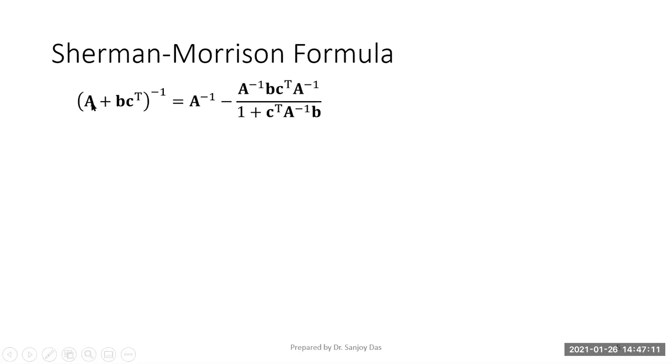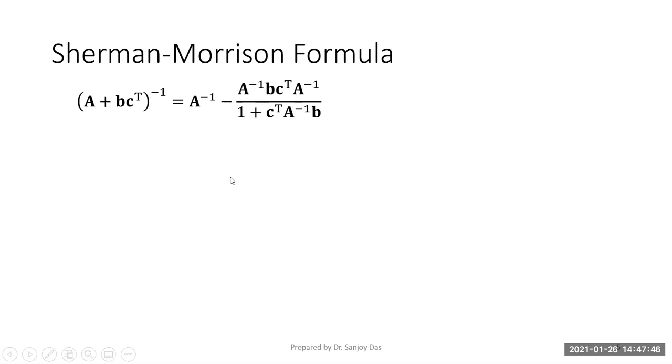So A is a matrix, and B and C are, I suppose, of the same dimensions as the size of A. Then BC transpose is another matrix which has the same dimensions as A. A is a square matrix. Okay, then (A plus BC transpose) inverse is equal to A inverse minus A inverse BC transpose A inverse over 1 plus C transpose A inverse B.